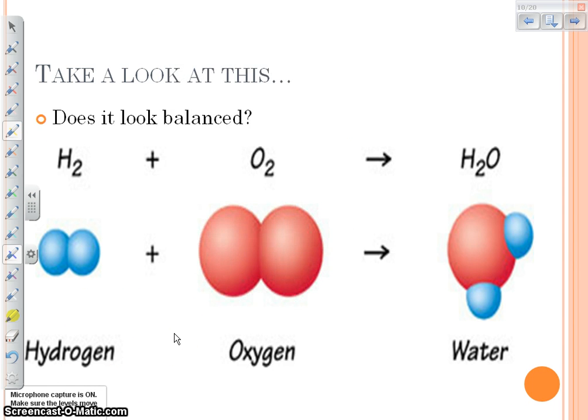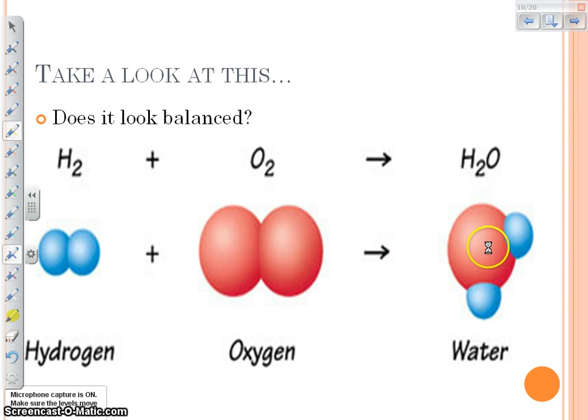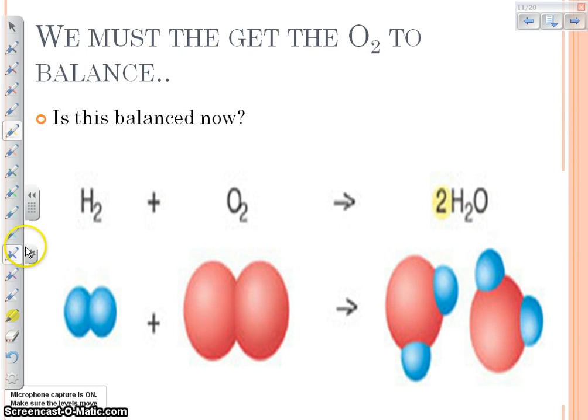Okay. So let's go through and actually look at water itself. Does this guy look balanced? No. When we look at each side of this, we notice that we have 2 hydrogens over here, we've got 2 oxygens over here, but on the right side of our equation, the products, we've only got 2 hydrogens and 1 oxygen. So our oxygens are not balanced out. So what do we do in order to try to fix that? Well, the only way that I can add an oxygen to this right side is by adding a whole second water molecule. And the way that I do that is by adding a coefficient of 2.